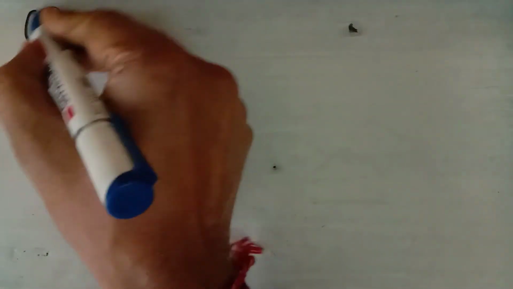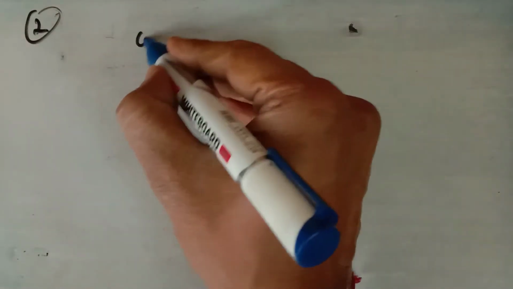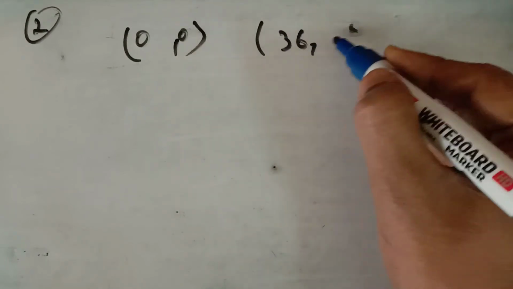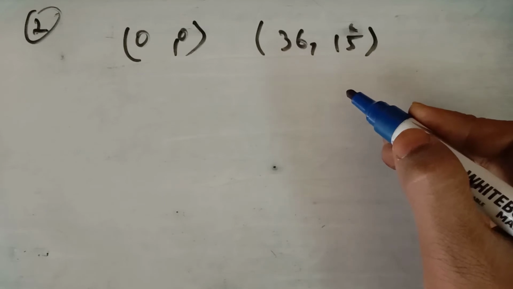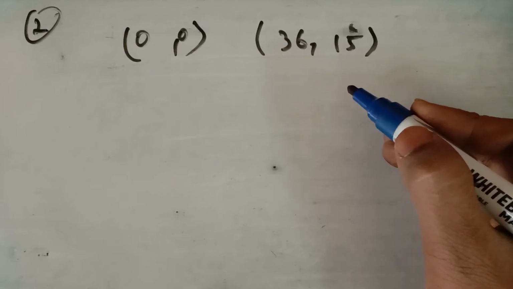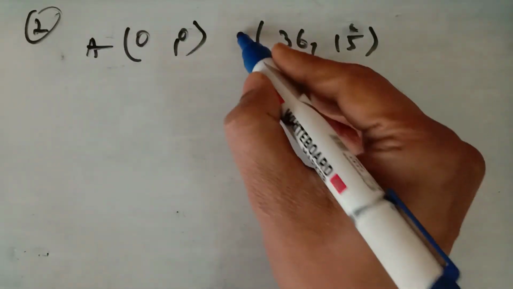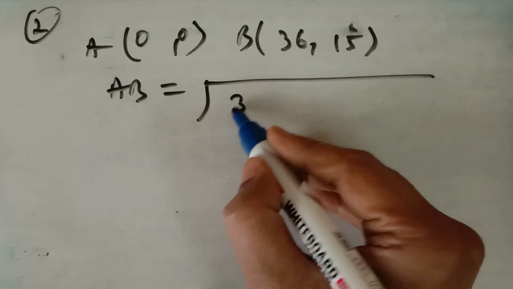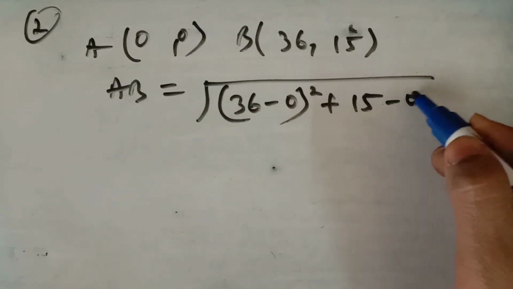Now in question number 2 of the same exercise, find the distance between the 2 points whose coordinates are (0, 0) and (36, 15). Can you find the distance between the 2 points A and B by using the distance formula? So again, the distance between these 2 points is the square root of (x2 minus x1) whole square plus (y2 minus y1) whole square.